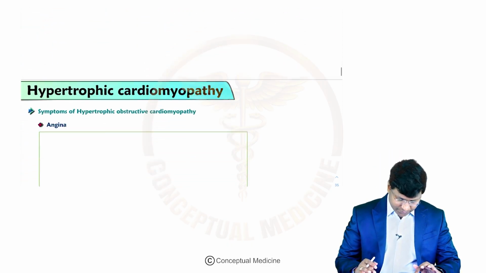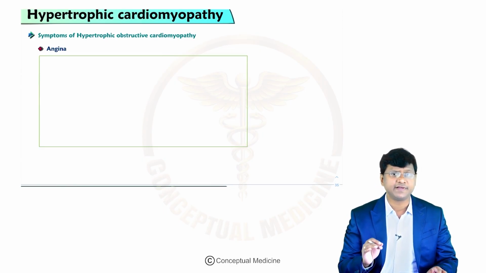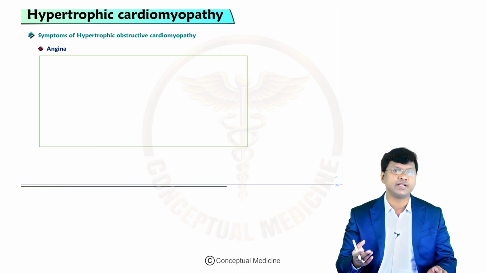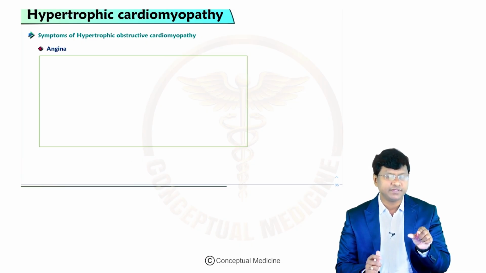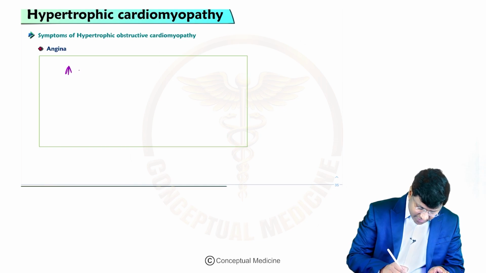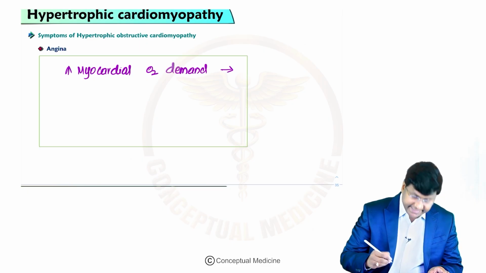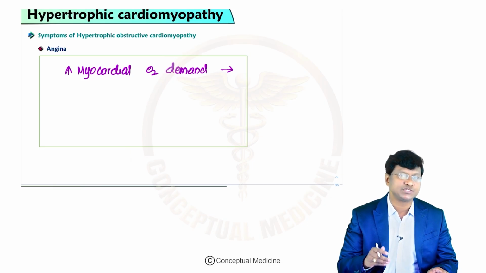Now coming to the other important feature, that is angina. The typical symptoms of angina occur due to impaired diastolic relaxation and markedly increased myocardial oxygen consumption. So it is the hypertrophy of the myocardium. When there is hypertrophy of the myocardium, what will happen to your myocardial oxygen demand? There is an increase in myocardial oxygen demand. But what has happened to your diastolic filling? There is impaired diastolic relaxation, so there is decreased diastolic filling.